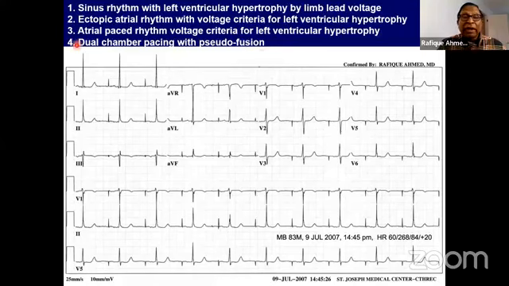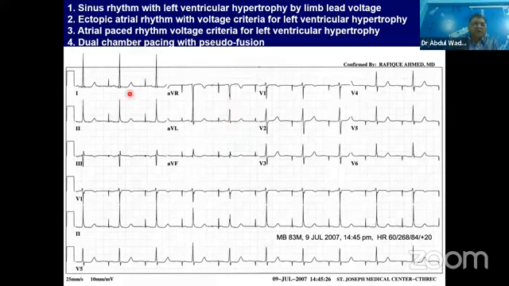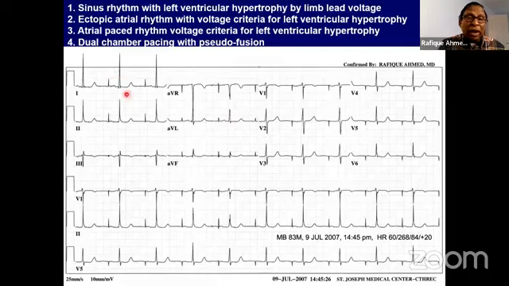Now, if it is left ventricular hypertrophy with voltage, look at lead AVL. My first complex has a tall R, but the second one does not. And also, as Jamil pointed out, look at lead 1, it looks like a funny-looking R wave. It looks like a sharp line drawn on the QRS. So basically, it's a dual chamber pacemaker with a pseudofusion. That means there is a ventricular pacing spike, but it did not capture. It just gave a wrong impression of high voltage.